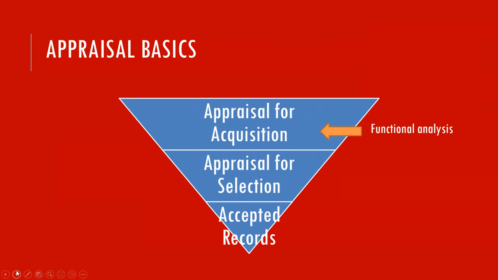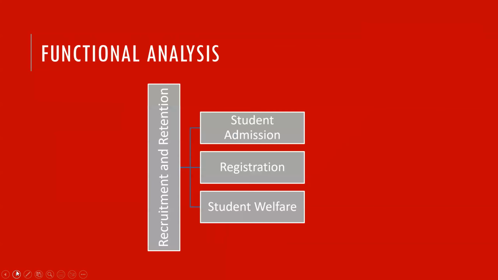So next we'll talk about functional analysis for a little bit, and you can place functional analysis, which the Robbins and Woolman article talks about, within the appraisal for acquisition phase. So where you're looking at collections and you're saying, how well do these meet the needs and mission of our repository?